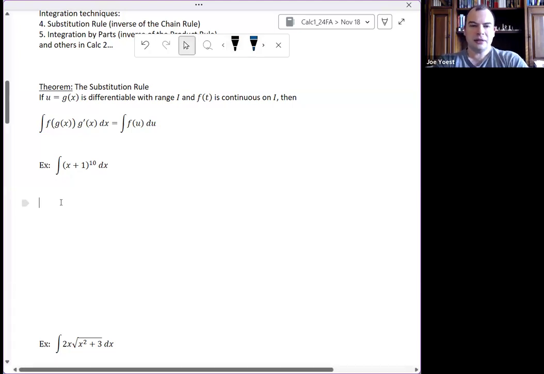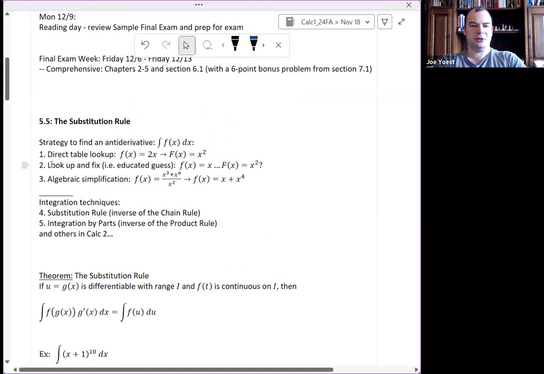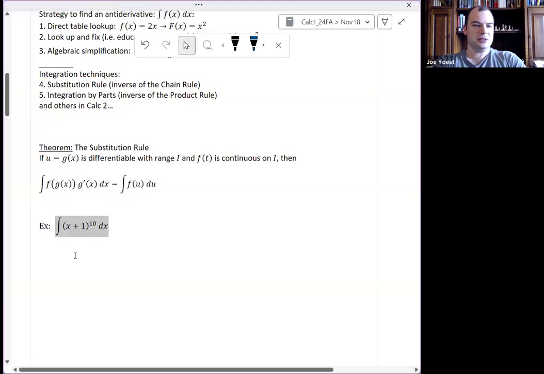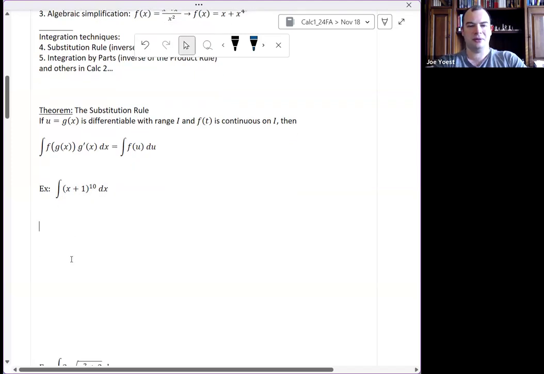So what could I do? This might actually be close enough to one of these direct table lookups that I might be able to make an educated guess and get the right thing. And so this is an easier substitution rule problem. You probably could make an educated guess and end up with the right answer.